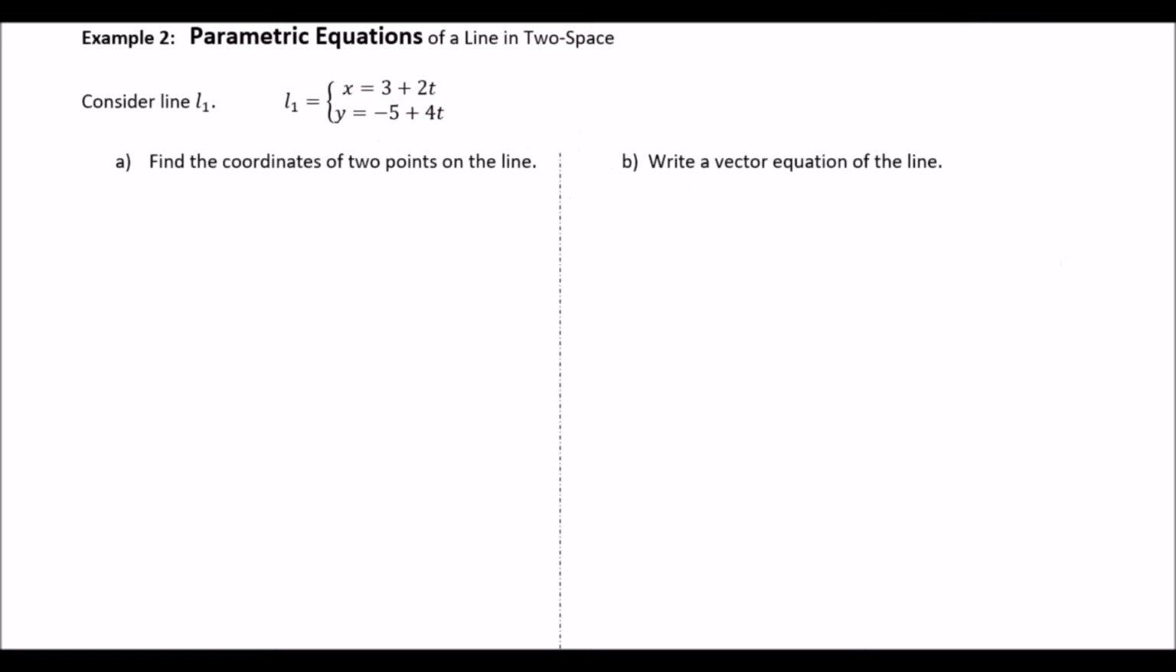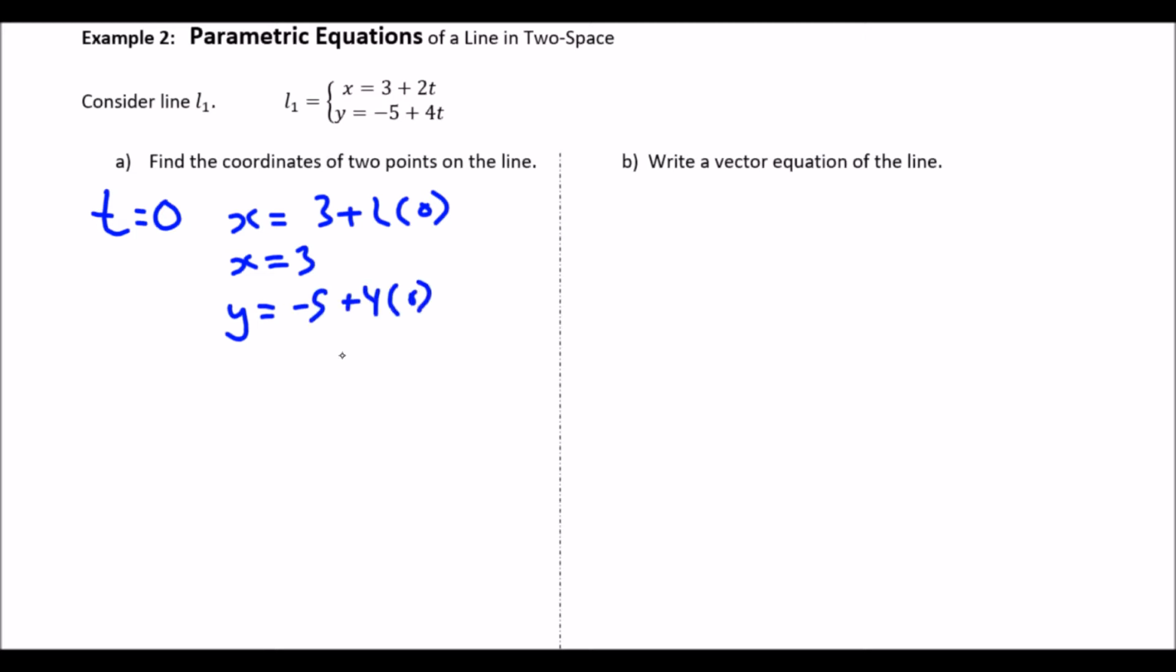Parametric equation of a line. So very much like the vector equation of a line, it says here, find coordinates of 2 points that are on a line. All I'll have to do is choose two values of t. Let's go even easier, t is equal to 0. So x would be equal to 3 plus 2 times 0, so x is equal to 3. And y would be equal to negative 5 plus 4 times 0, so y is equal to negative 5. So my point would be 3, negative 5.